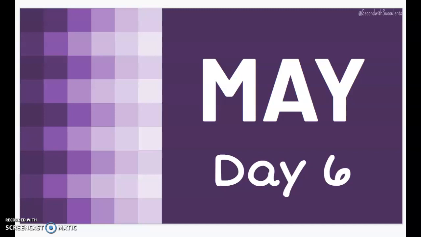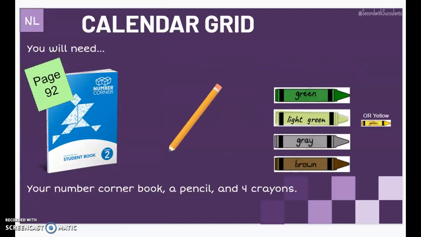For Number Corner today, we will be working with our calendar grid. Today, you will need your Number Corner book opened to page 92, a pencil, and 4 crayons. You need a green crayon, a light green crayon, or yellow if you don't have light green, a gray crayon, and a brown crayon. You can use crayons or colored pencils. You can pause the video now to get what you need.